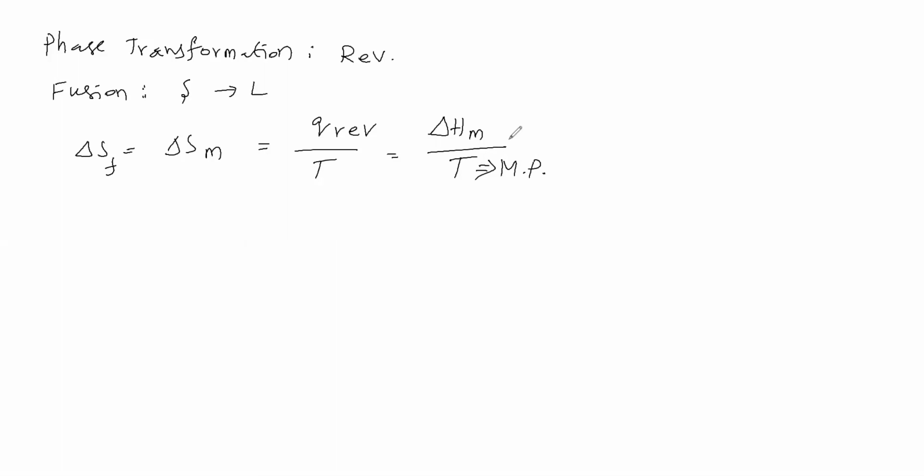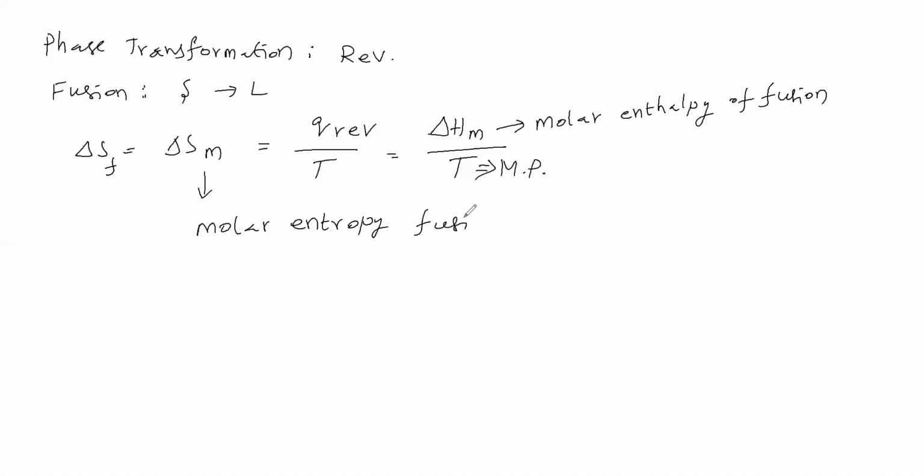What is this delta H? This delta Hm is called what in the sense? Molar enthalpy of a reaction. Reaction is what? Fusion. Molar enthalpy of fusion. Then delta Sm is called what in the sense? Molar entropy of fusion, we can say. M is called melting also, we can say.